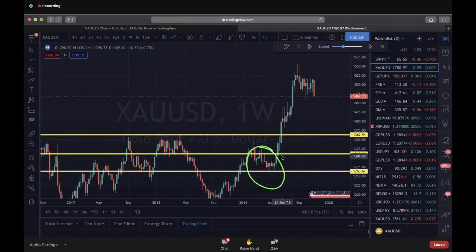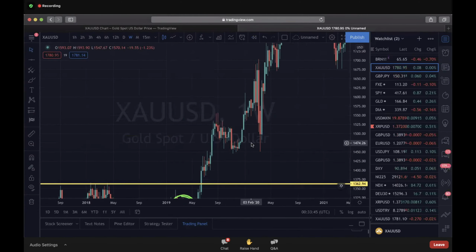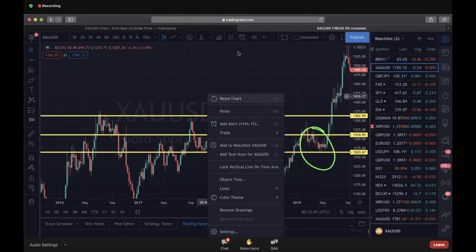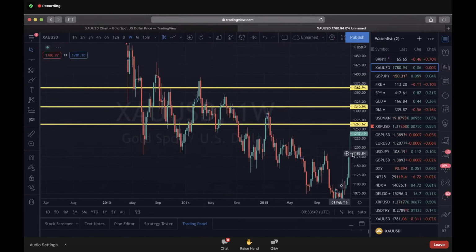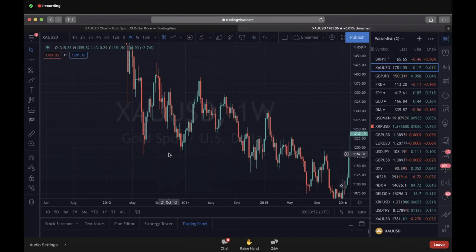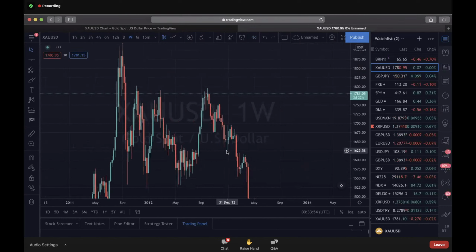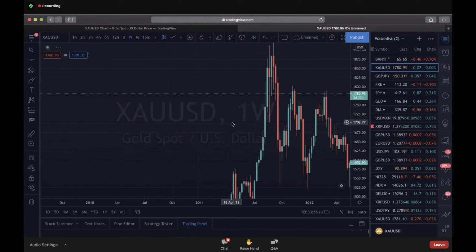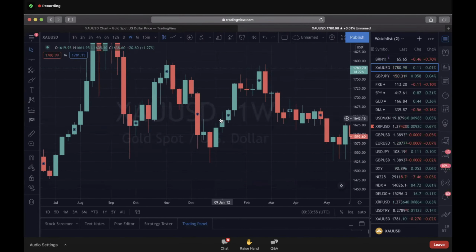And imagine holding this trade this long for 2,000 plus pips. Okay? Now, you could get body wick volume off the weekly too as well. It's all about finding a good setup. Here's a good setup. Body wick volume.